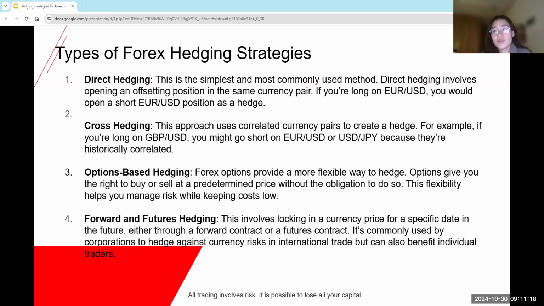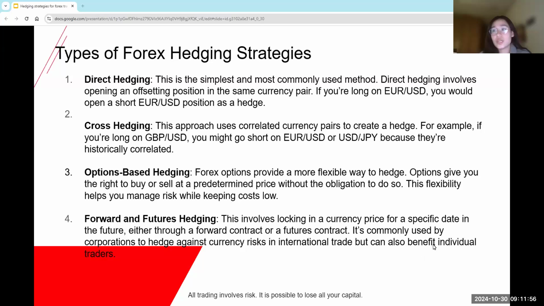And lastly, forward and futures hedging. This involves locking in a currency price for a specific date in the future, either through a forward or futures contract, and it's commonly used by corporations to hedge against currency risk in international trade, but can also benefit individual traders. So each of these methods basically offers unique benefits and cons as well, depending on your trading style, your risk tolerance, and market outlook. So in the next slides, we'll go through each of these strategies in more detail.